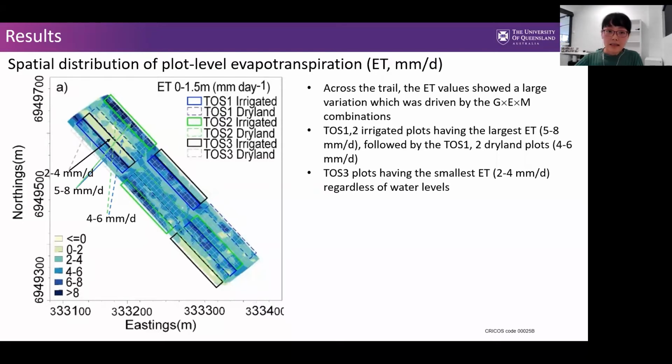And the next largest crop water use at plot level was observed at the TOS1 and TOS2 dryland treatments with a value ranging between 4 to 6 millimeters per day. And in comparison, the smallest crop water use at plot level was observed at the TOS3 treatment due to the small crop water demand, with a value ranging between 2 to 4 millimeters per day.